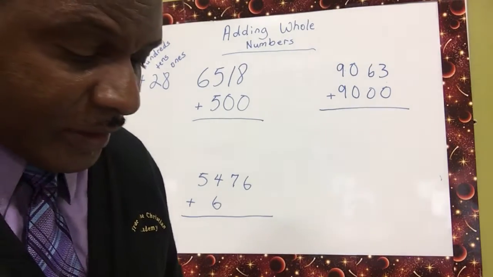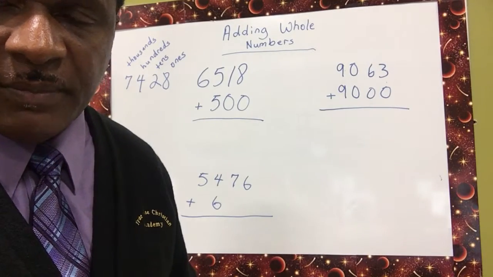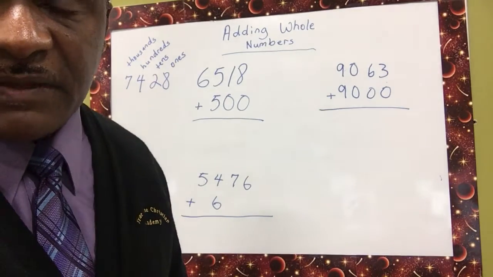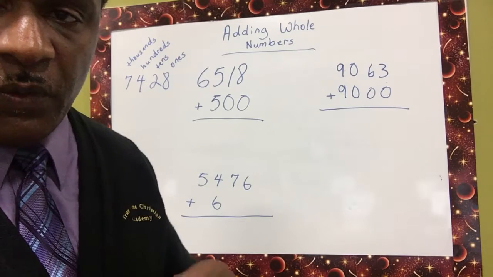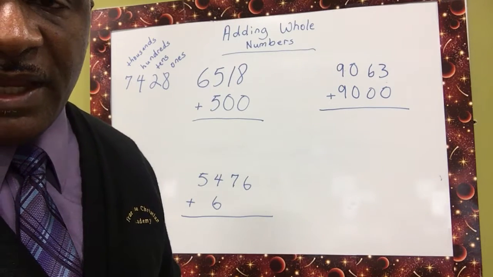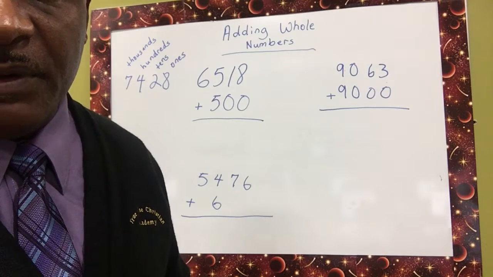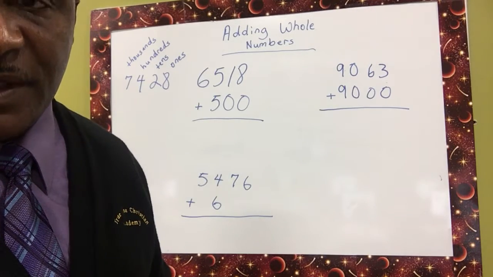Well, okay, we're going to do adding whole numbers, and when we add whole numbers, we are going to start with our place value system. And remember what we talked about before about place values is that place values gives us the actual value of the number by simply knowing what place the number is in.